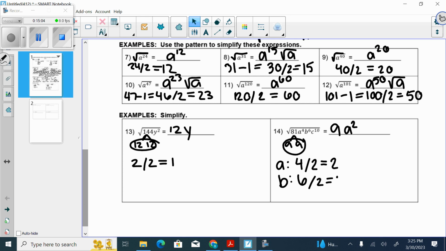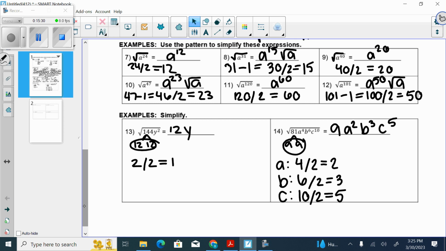So I'm going to put what next on the line? B to the 3rd. Right, good. Alright, and then last we've got C, even or odd exponent? Even. So what do I do with that 10? Good, and what do we get? So next on the line, I'll put C to the 5th, nice. Alright.